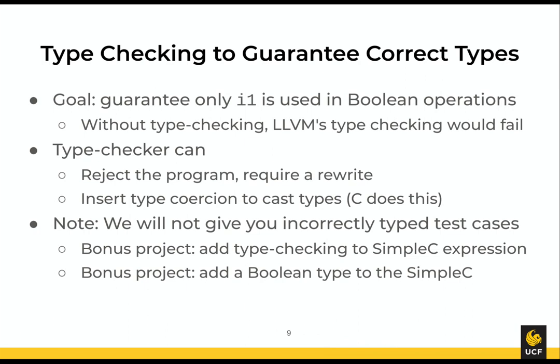So as I said before, I'm not going to give you any incorrectly typed test cases. I'll leave the type checking as a bonus exercise. So there are two possible bonuses you could do here. You could just add type checking to make sure that the expressions are well typed. And you can even go a step further and add an explicit Boolean type to simple C. So you can have variables that can hold Boolean values rather than having to hold 1 or 0 and then comparing with 1 and 0 to see if they're true or false.